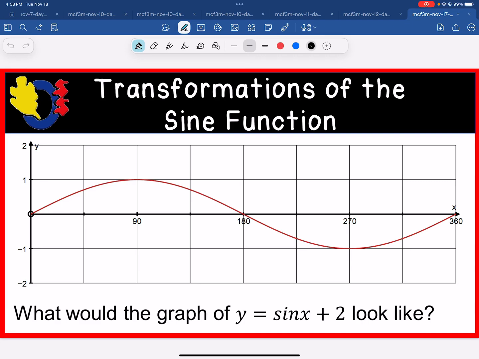Hi everyone, today we're going to be looking at transformations of the sine function. Okay, so what would the graph of y equals sine x plus 2 look like?